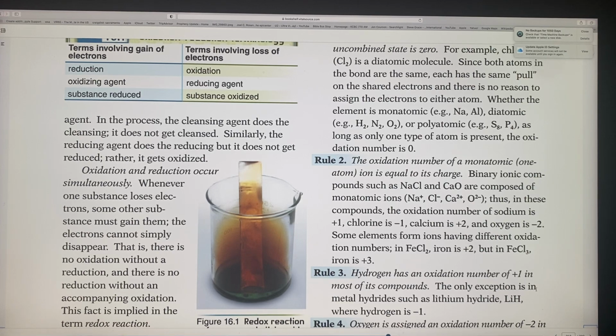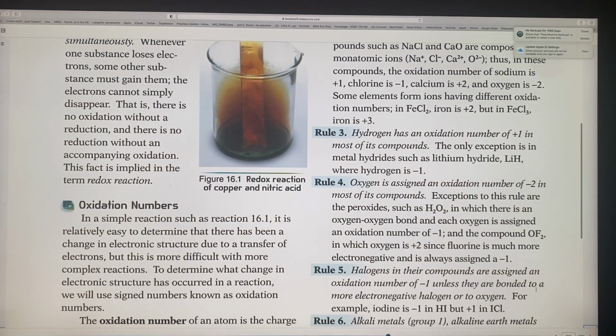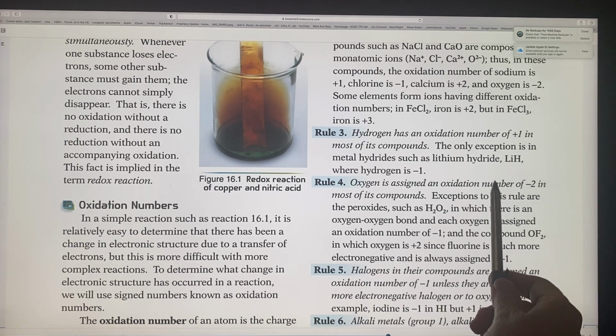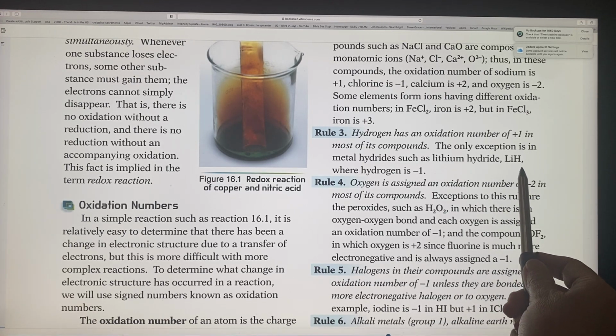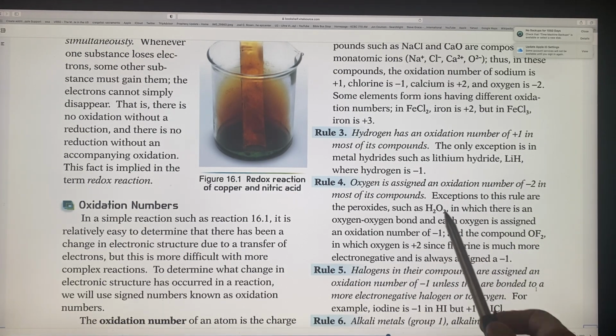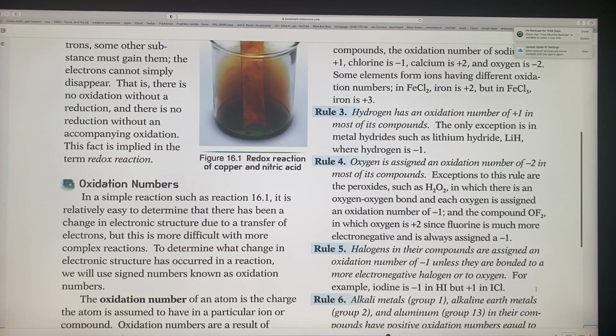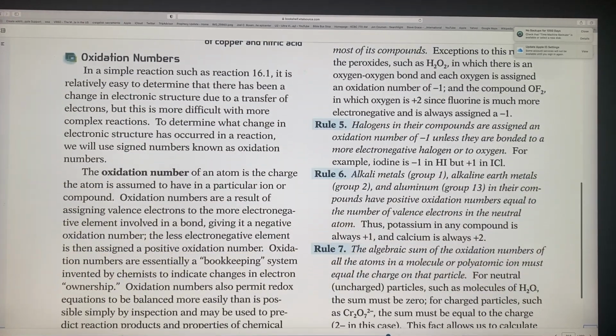On to rule number 3, hydrogen always is going to be +1, unless it's at the end like in lithium hydride here, but otherwise it's going to be +1. Oxygen is always going to be -2, unless it's a peroxide, because peroxides combine a little bit different. And then rule 5, halogens, which are in the periodic table in column 17, like fluorine, chlorine, bromine, iodine. Those are common halogens, and they are going to be a -1 unless they're bonded in a bigger molecule.